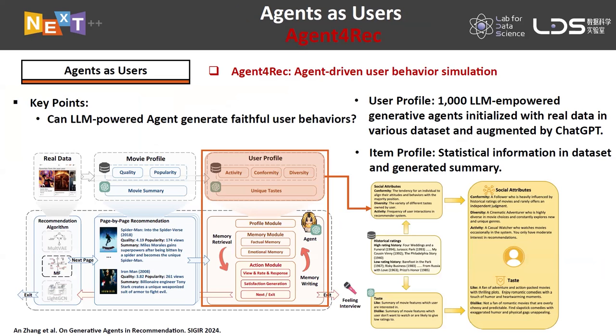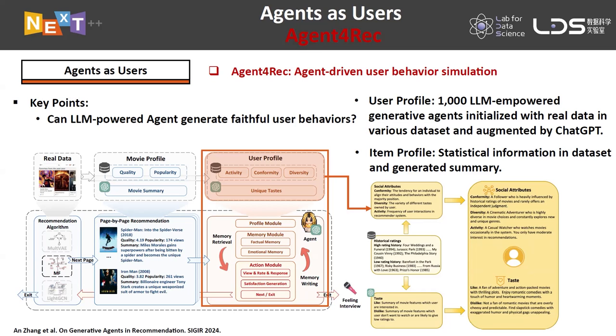We just create the 1,000 agents. The agents are initialized with real data from datasets like MovieLens or Last.FM. We put the demographic information into ChatGPT and it generates a rich profile of users, and we use such augmented profiles as the user profile, the agent profile.